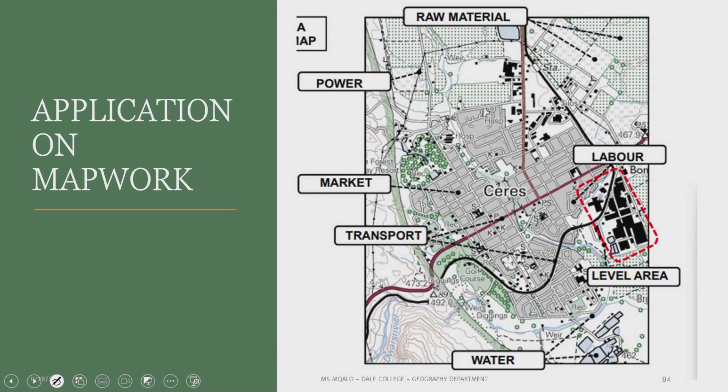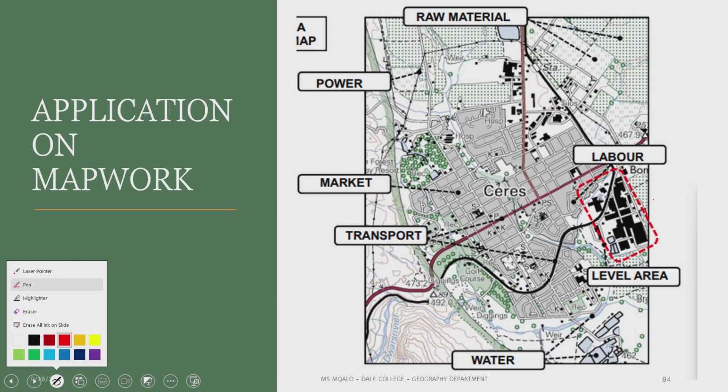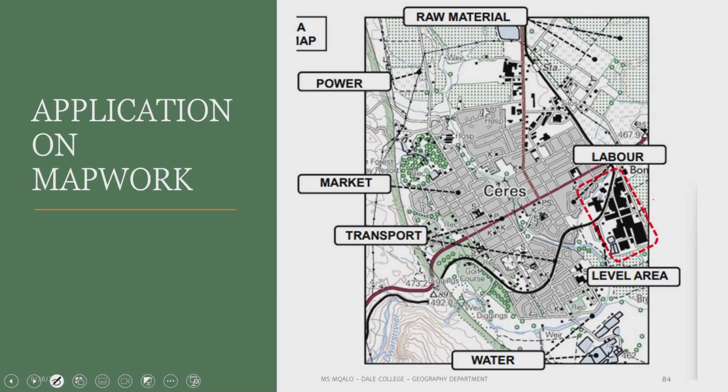So now, what does it look like when we are dealing with map work? Okay, let's change my color because that red looks the same. Here we have buildings. The moment you see these big black blocks, you think of industries, factories. These are large buildings, and we notice that they are located where? On the periphery of the city.